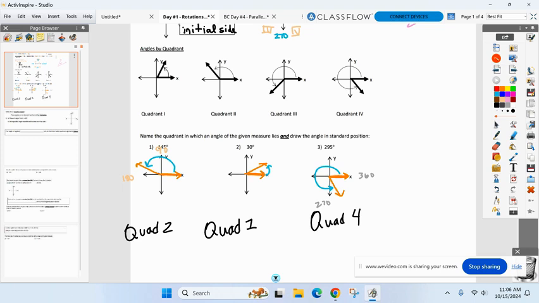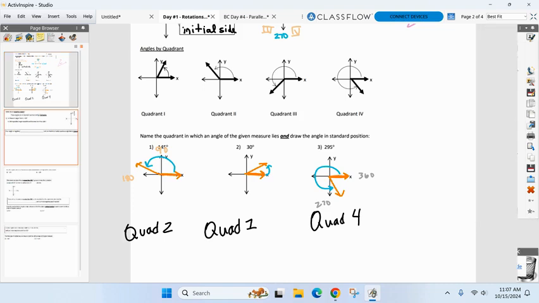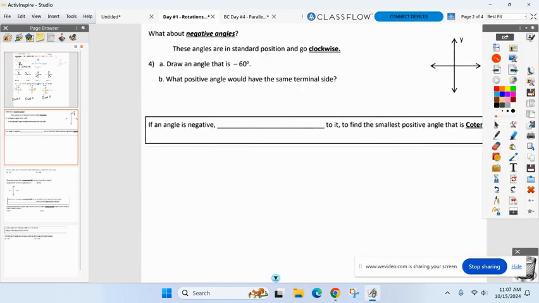Could you guys handle this before I move on? Yeah. Naming the quadrant and graphing it. Issues? All right. These are all positive, right? All positive degree measures. I'm also going to ask you to graph negative angles. And there is such a thing as a negative angle. All right. Welcome to Big Boy, Big Girl Math.